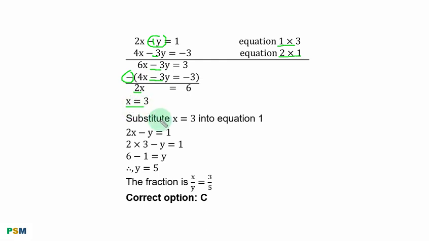To get y, you have to replace s with 3 in any of the equations. I'm using equation 1. This is equation 1. You replace s with 3 in this form. You have 6. You transfer 1 to the left, it becomes negative. You transfer minus y to the right, it becomes positive. Therefore, y is equal to 5. The fraction is s over y, which is now 3 over 5. The correct option is C.